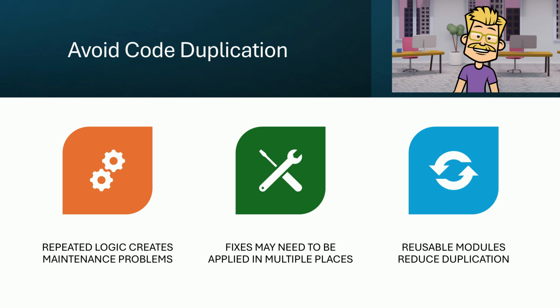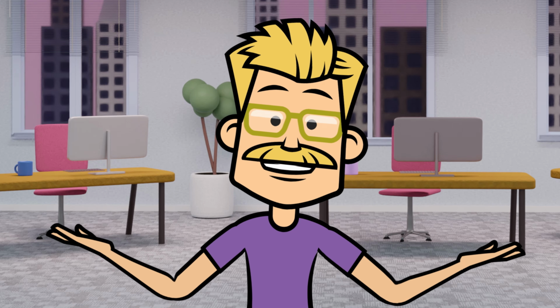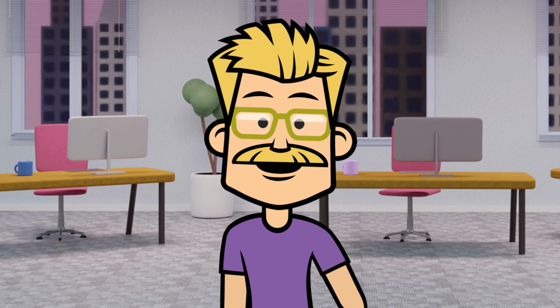Another mistake is copying and pasting code everywhere. When the same logic appears in multiple places, fixing bugs becomes harder because every copy must be updated. A third mistake is choosing vague names, such as process data or handle everything. Clear names help developers understand the purpose of a module immediately.